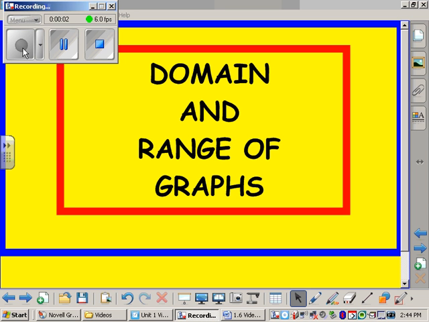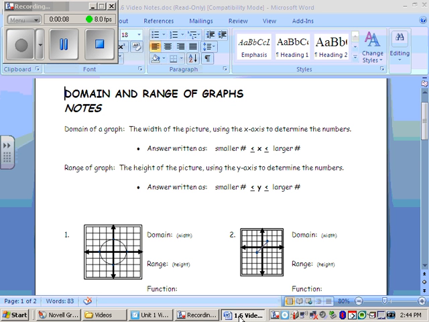This lesson is going to cover the domain and range of graphs. Let's look at some examples and notes to help you understand how to find the domain and range of a given graph. The domain of a graph is the width of the picture, using the x-axis to determine the numbers. And I will show you what I mean by this in just a moment.